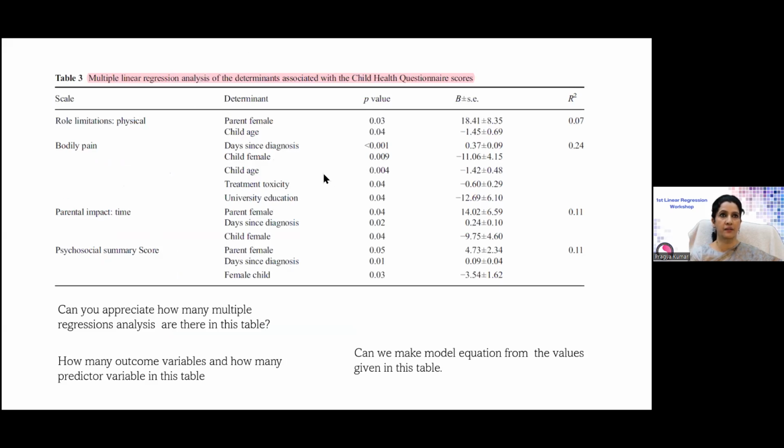And you can see how he has presented his result. In the first column, he has written the various scales and then the determinants, its p-value, the beta and standard error, and then R square. Now, can you tell me how many multiple regression analyses are there in this table?